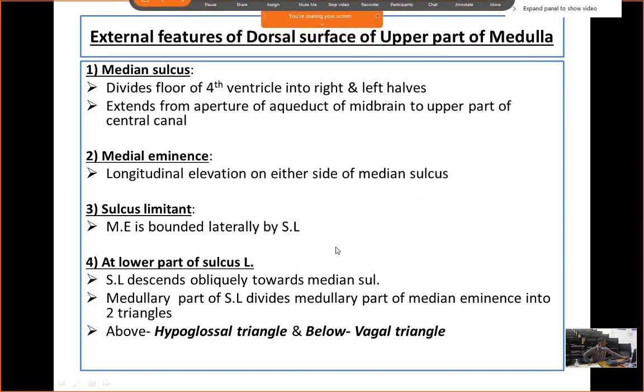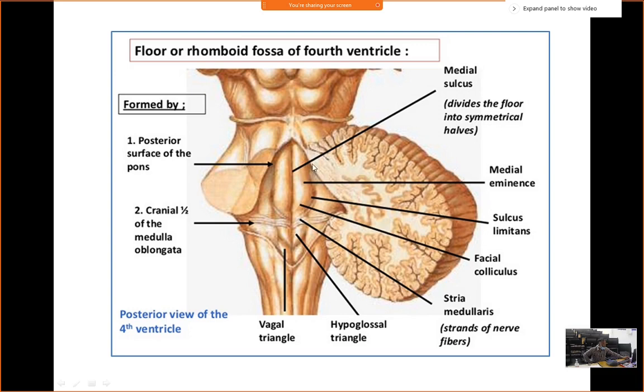So come to the upper part of the medulla oblongata. Here also this is our closed part. This part is closed. Here we say it is the posteromedian sulcus, but here we say it is the medial sulcus. That is the one difference. Medial sulcus, the midline depression. Now on either side of the medial sulcus, there is an elevation, and these two elevations are known as the median eminence.